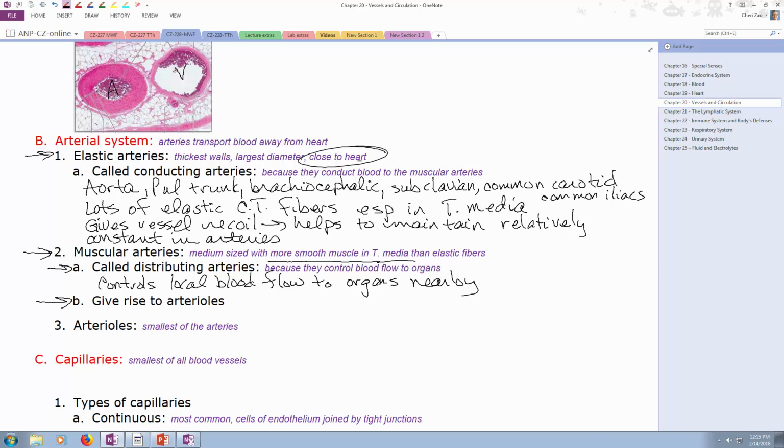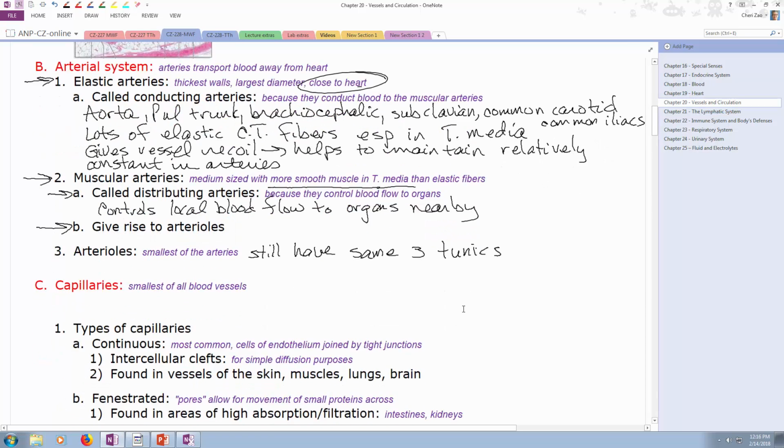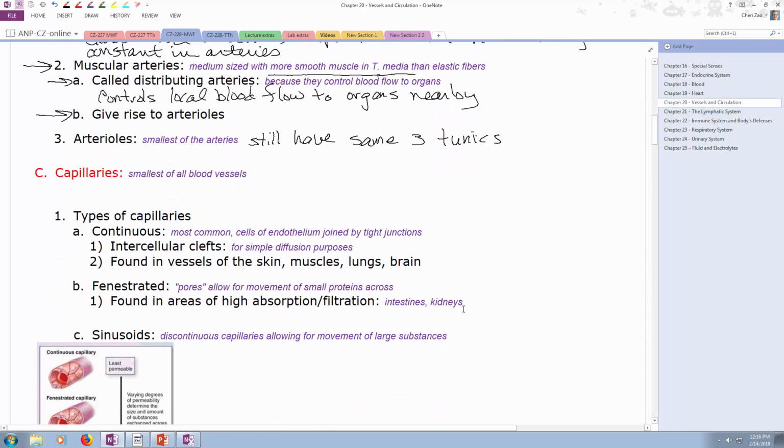What's interesting is our arterioles still have the same three tunics. It's just that they're so much smaller. And they're designed to stay open or patent. Even though they're very small in diameter, they're designed to have an open or patent lumen. Because they're so small and you cannot see them with the eye, ordinarily they are not named.